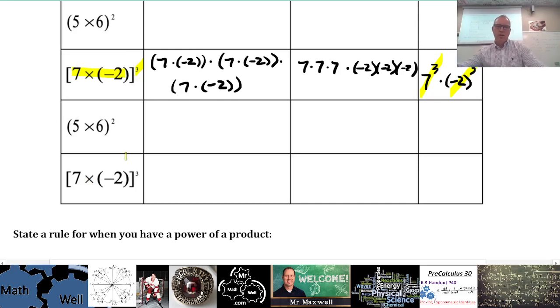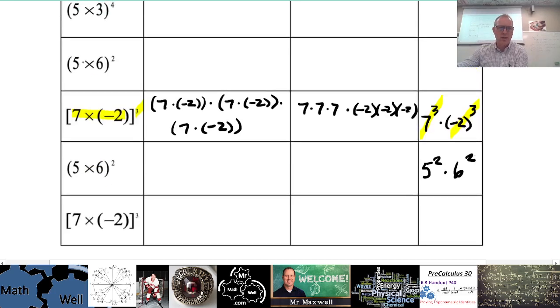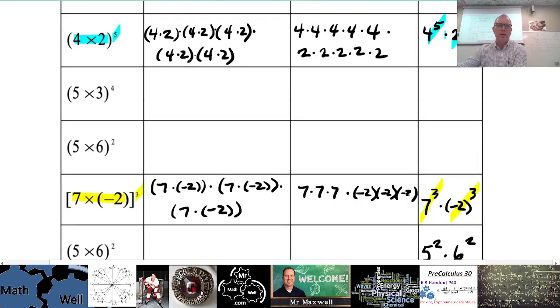So this one here, without writing all of the steps, this is going to be what? I can rewrite this as what? You guys shout it out. 5 squared times 6 squared. That's exactly right. Okay. So I've got 2 lines that are the same. Okay, so this one is the same as that one. All right. Let's go back up.